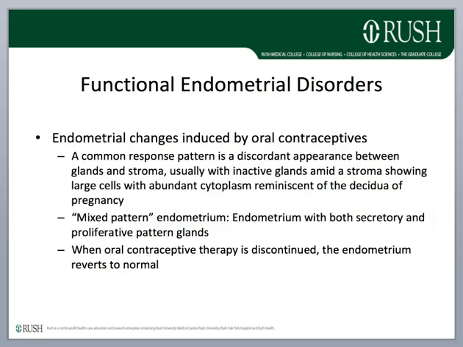Endometrial changes may also become dysregulated from the use of oral contraceptives. A common response pattern is a discordant appearance between glands and stroma, usually with inactive glands, amidst the stroma showing large cells with abundant cytoplasm reminiscent of the decidual changes of pregnancy. It can also result in a mixed pattern endometrium, that is, an endometrium that shows both secretory and proliferative pattern glands. When oral contraceptive therapy is discontinued, the endometrium usually reverts to normal.